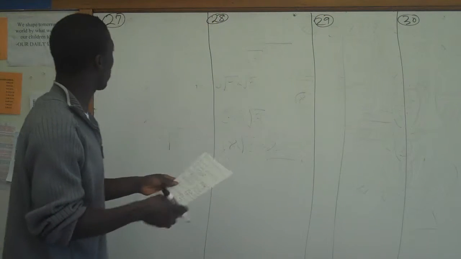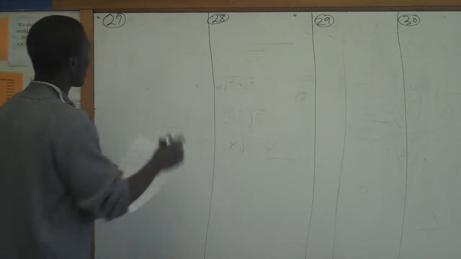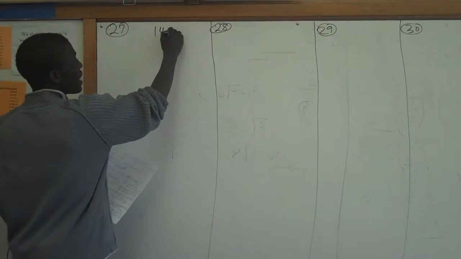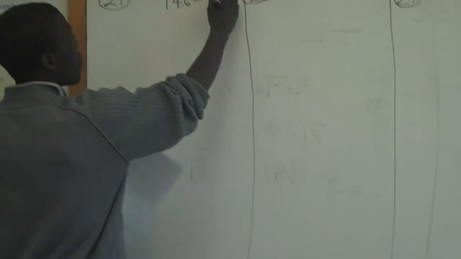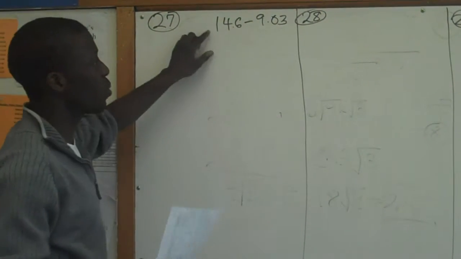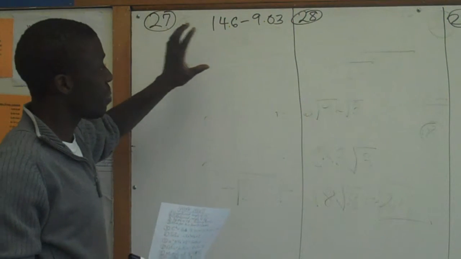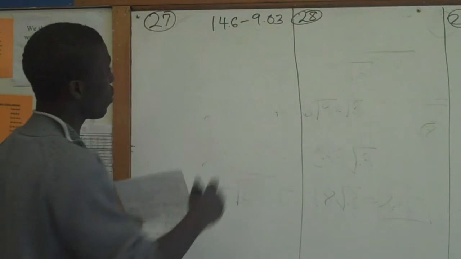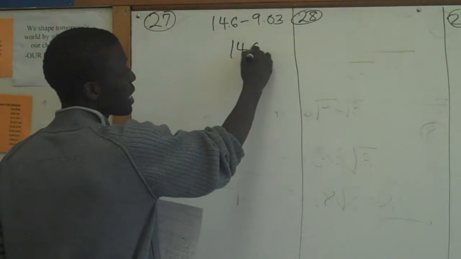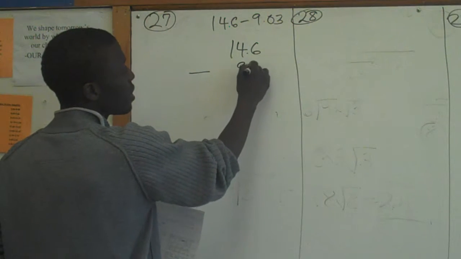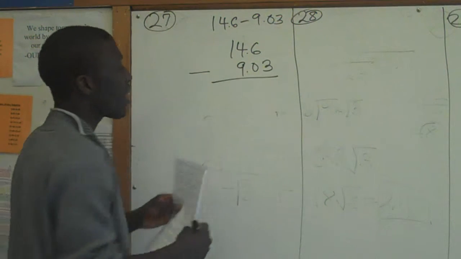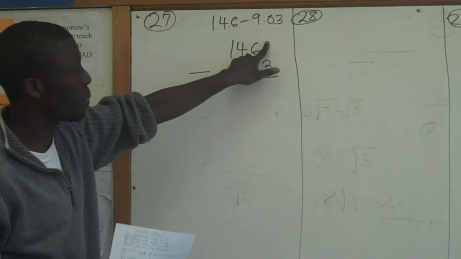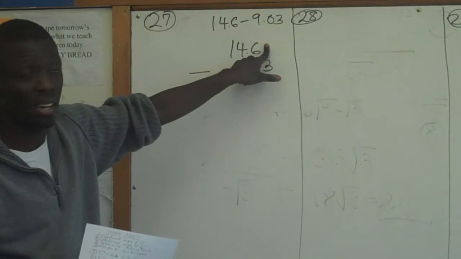So let's quickly look at numbers 27 to 30. Number 27 was asking for 14.6 minus 9.03. Now that looks like a very easy question, and yes, it might seem so at first, but you have to be very careful, because when you write 14.6 minus 9.03, be very careful not to jump to conclusions that because there's nothing here, you don't need anything there.